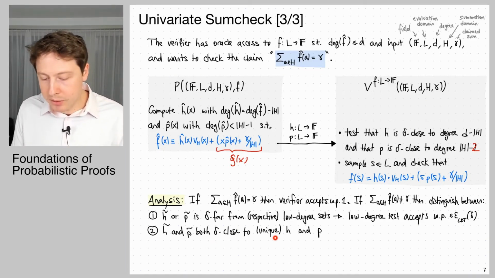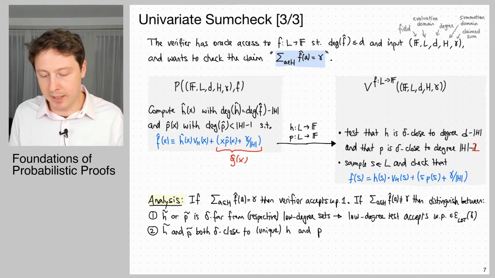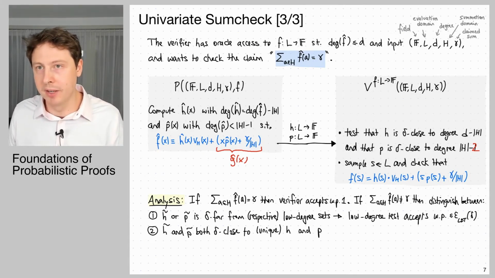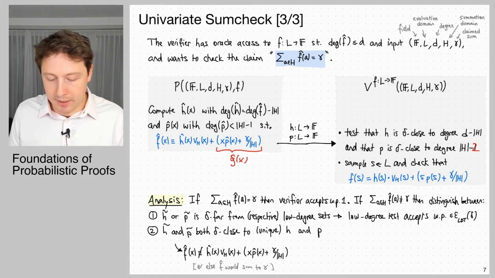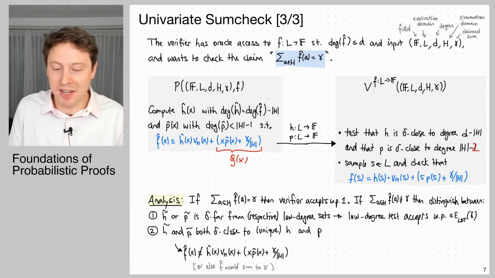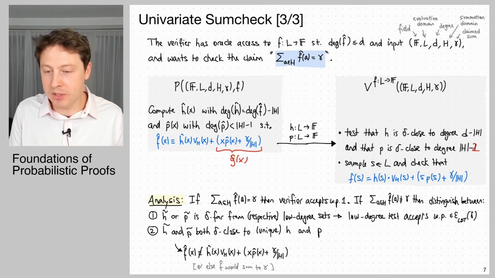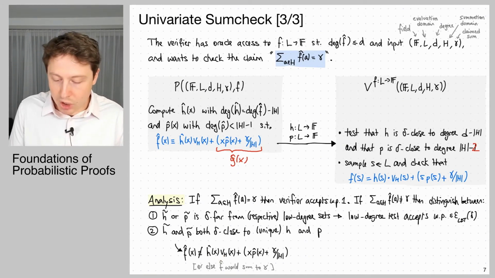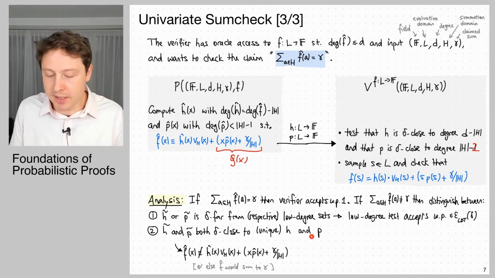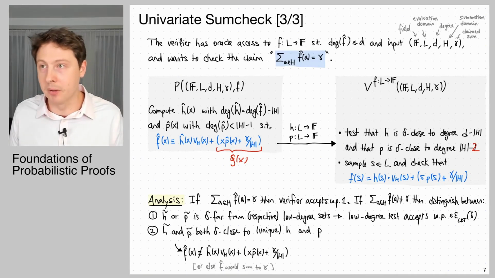So if they're both close to some, in this case, unique h and p, because we're going to pick delta to be small enough so that there is only one closest polynomial, then we know that whatever these h and p are, this cannot hold as an identity. Why? Because if there exists any h and p for which this identity holds, f hat sums to gamma. But we have assumed that f hat doesn't sum to gamma, so there exists no h and no p that make that identity hold. So whatever these guys are, this identity cannot hold. Okay?